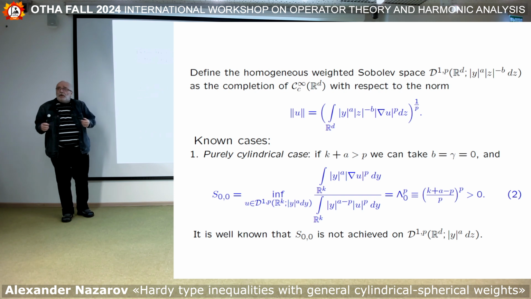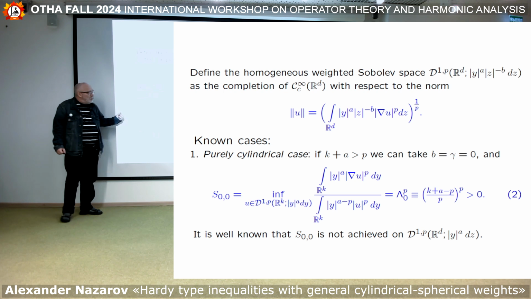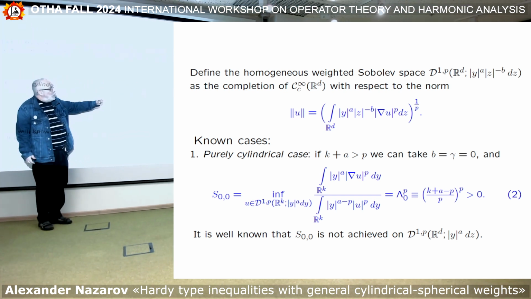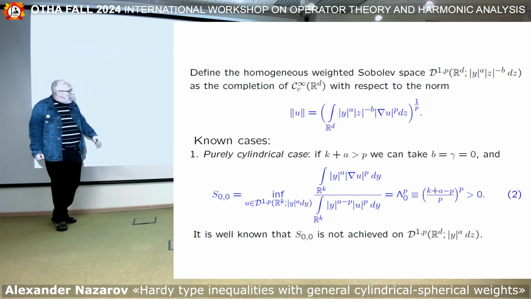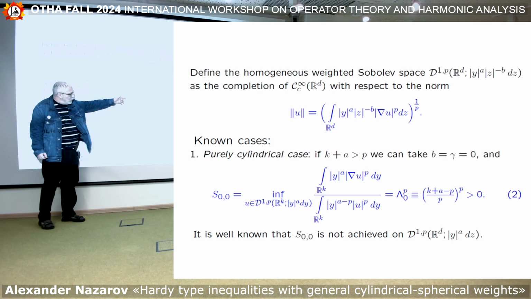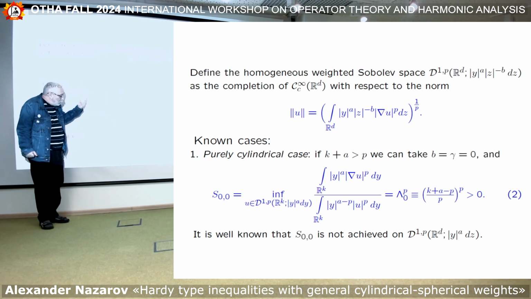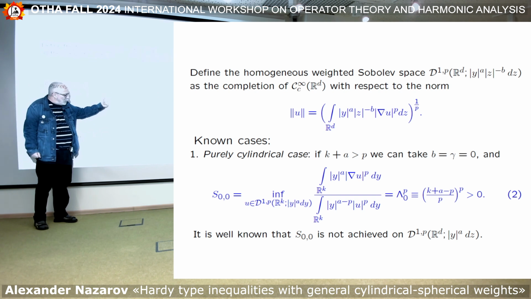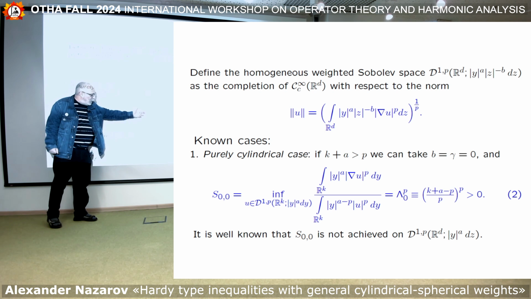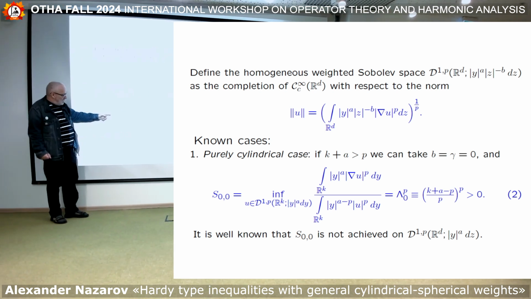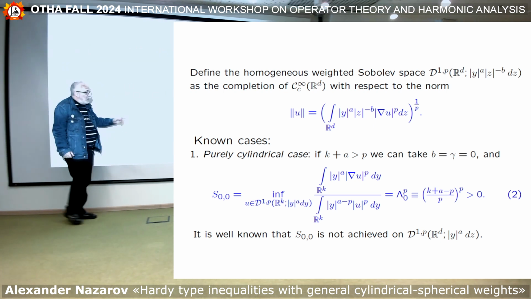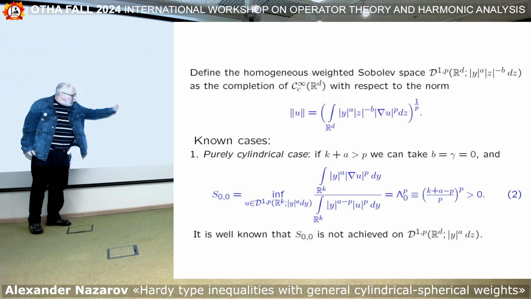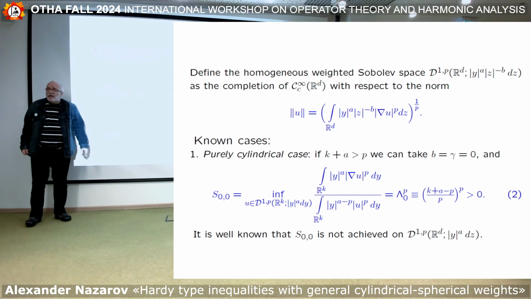What we knew before our work. First of all, the so-called purely cylindrical case. Under this assumption, we can drop b and gamma and obtain the inequality with this weight, and it turns out, it is almost obvious, that the sharp constant in R^D coincides with the sharp constant in R^K. You see here S(a, 0, 0), with b and gamma equal to 0. It is written here, and I will call it lambda 0 to the power p. And it is well known that this constant is not achieved.